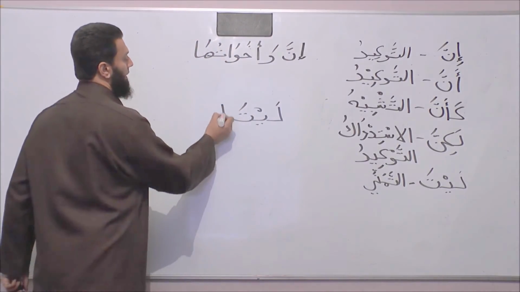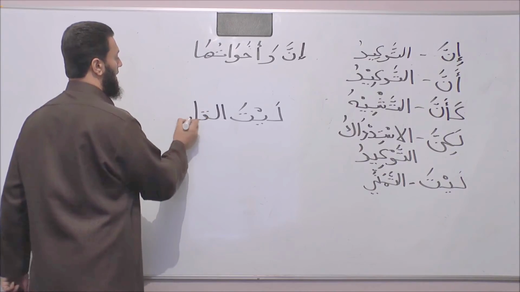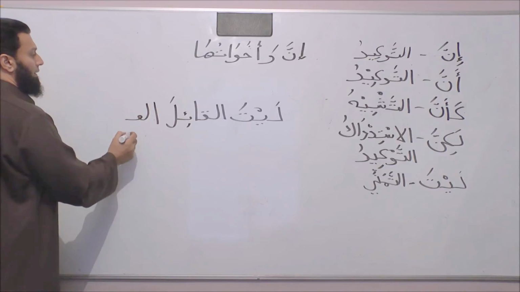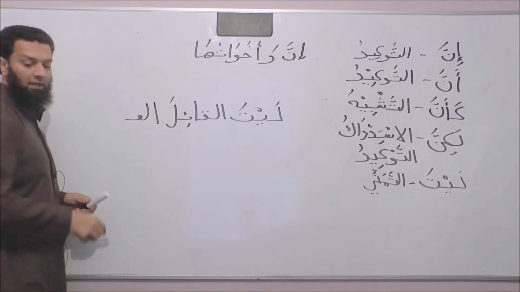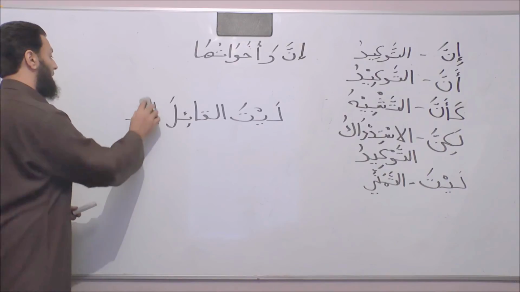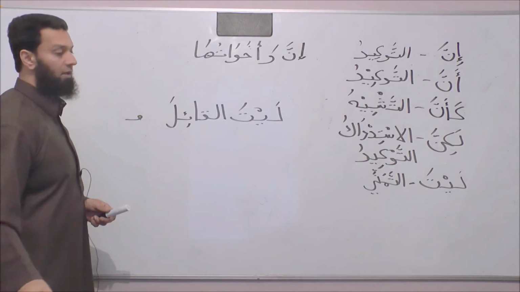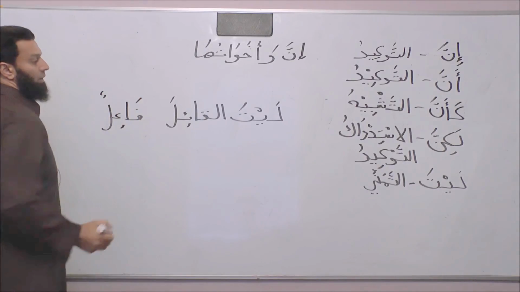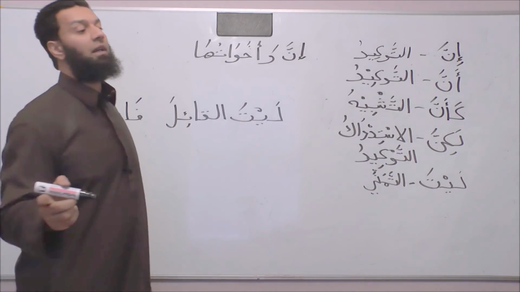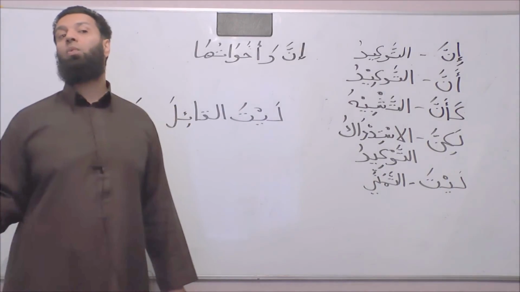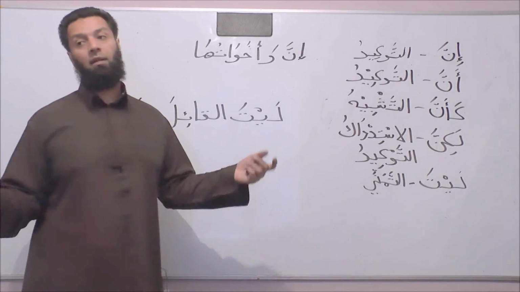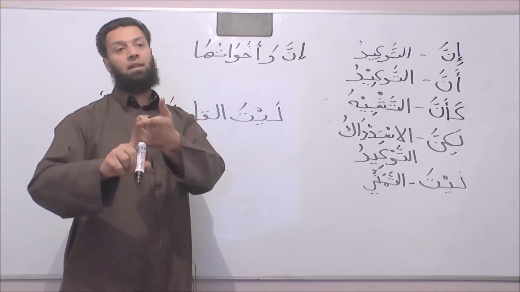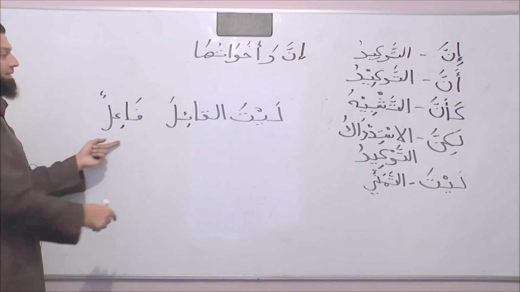Laita al-qa'ila fa'ilun. That should be fa'ilun. Why should that be fa'ilun and not al-fa'ila? Because that, of course, is khabaru laita, and the khabar is, in general, an ismun which is nakiratun. As in this instance, it's indefinite.